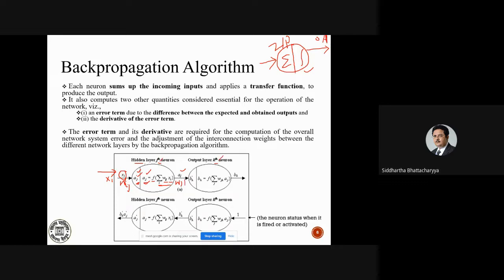So wjk is there, weight is there. So again, what you do, you just go for a summation of the wjk into aj, over j number of neurons in the hidden layer, and go for the function f. And then you get bk.